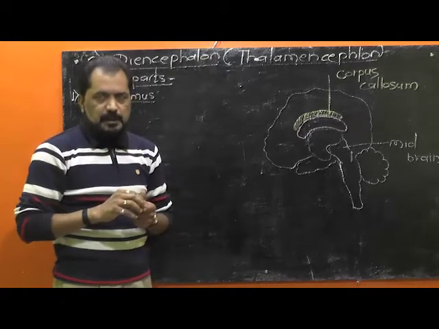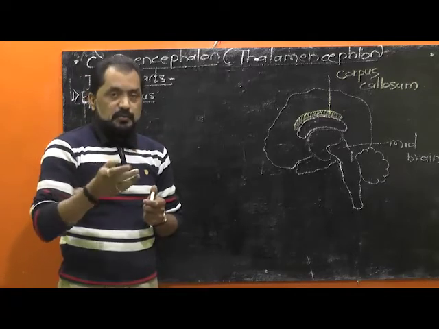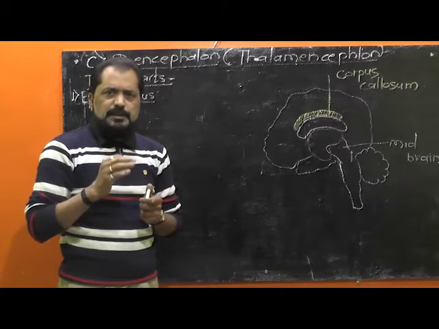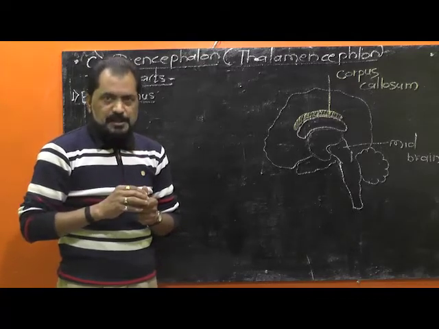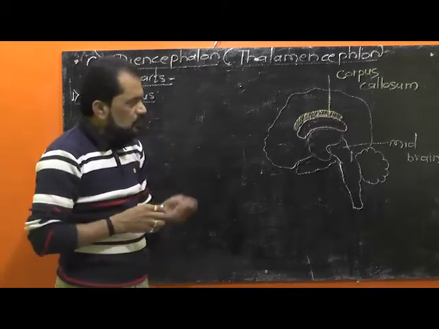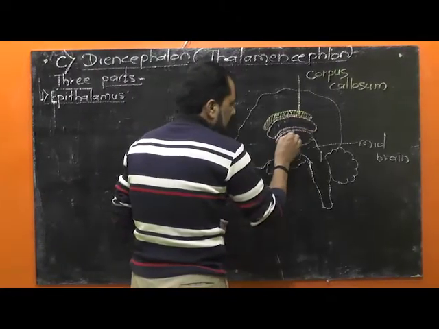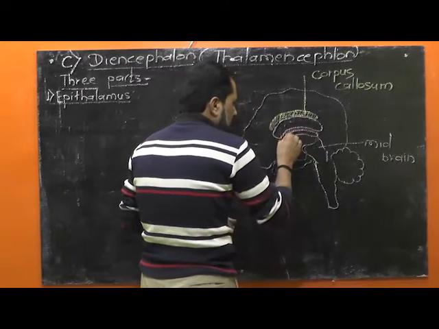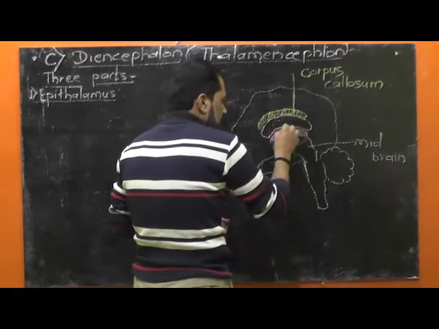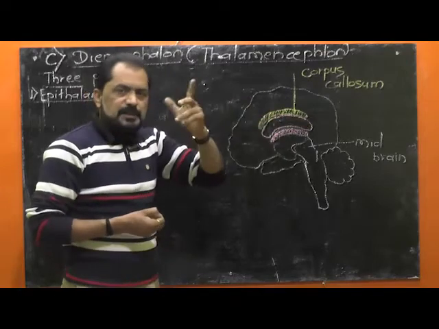Try to understand. Epithalamus, it is a non-nervous part, but it is highly vascular. Means it is rich in blood capillaries. It shows a dense network of blood capillaries and it forms the roof of diencephalon. Let me show in diagram. Suppose here is an epithalamus. I said it is highly vascular. It shows a dense network of blood capillaries. It is a non-nervous part and it forms the roof of diencephalon.